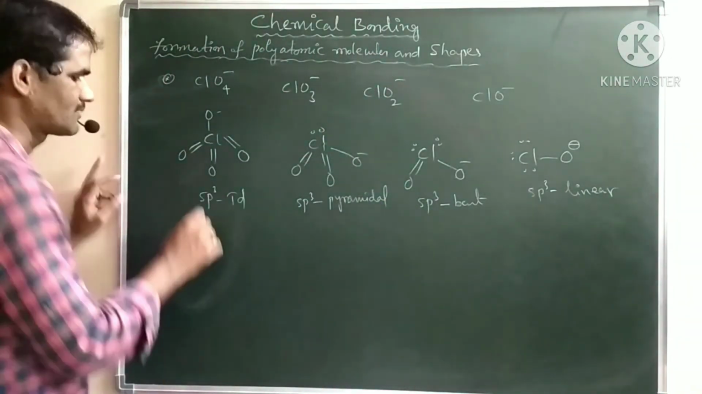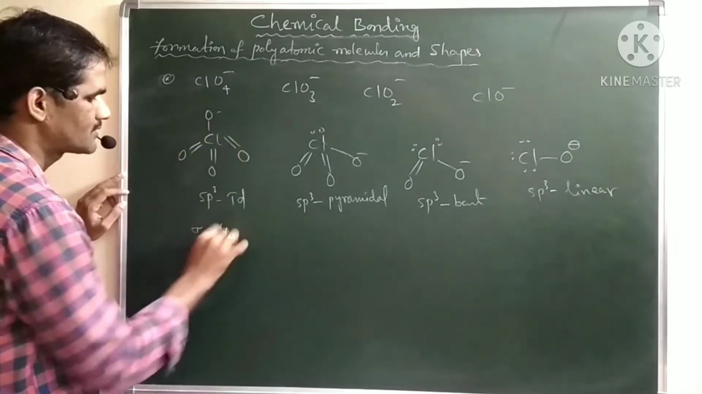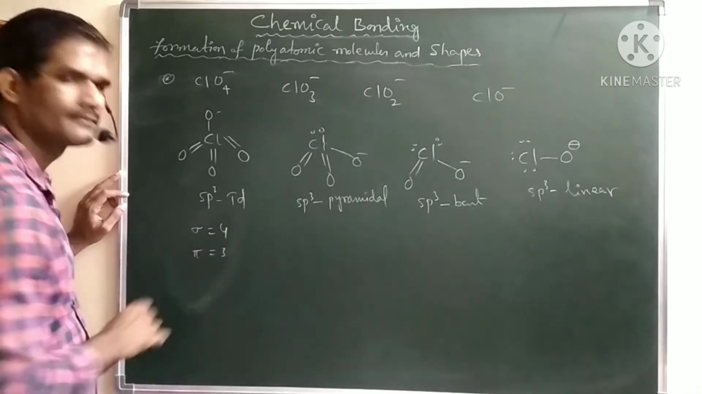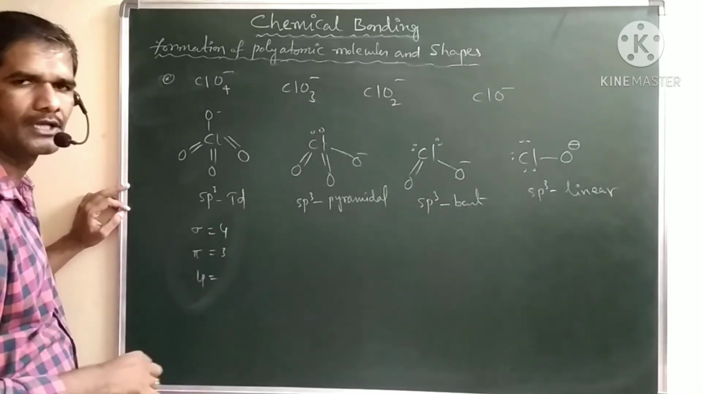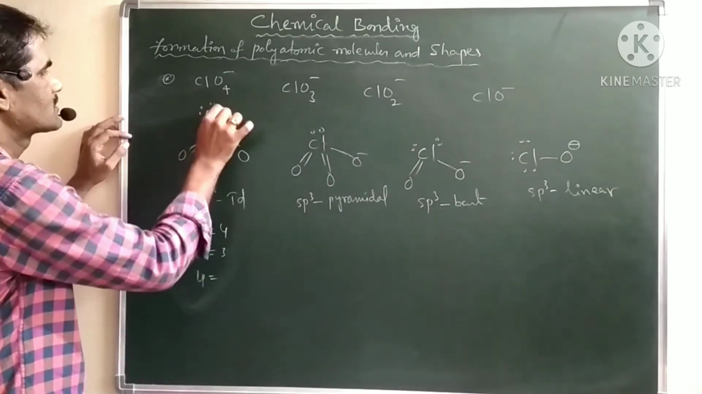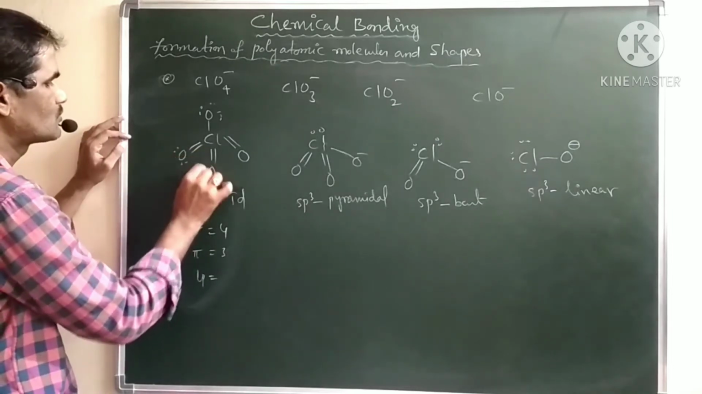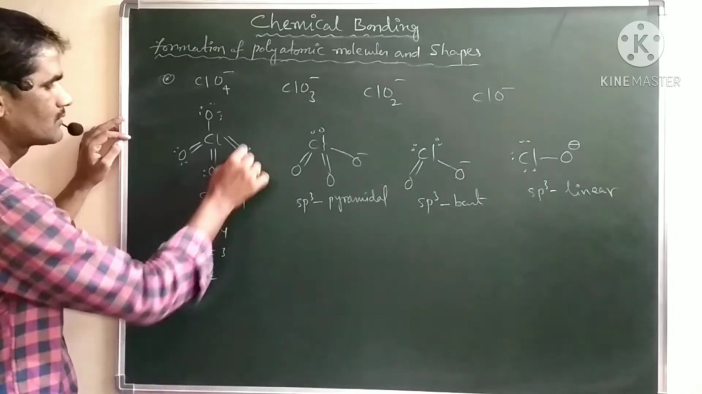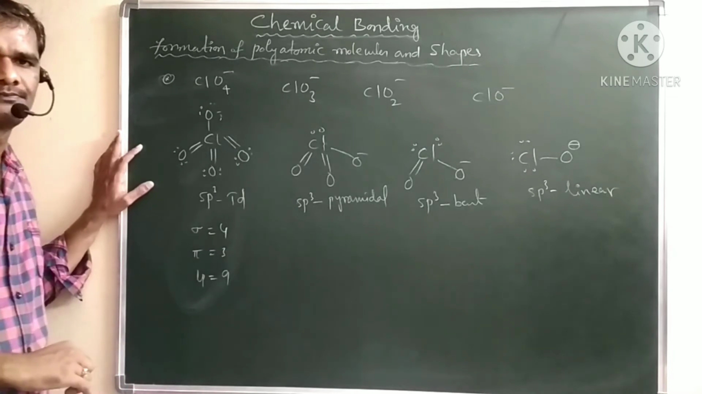Now the total number of sigma bonds, if you see here, we have 4 sigma bonds in this molecule, and pi bonds 3, and then the total lone pairs on the molecule. Each oxygen carries lone pairs: this oxygen carries 3 lone pairs, and the remaining oxygens carry 2 lone pairs each. So 6, 3, 9 lone pairs on this molecule.